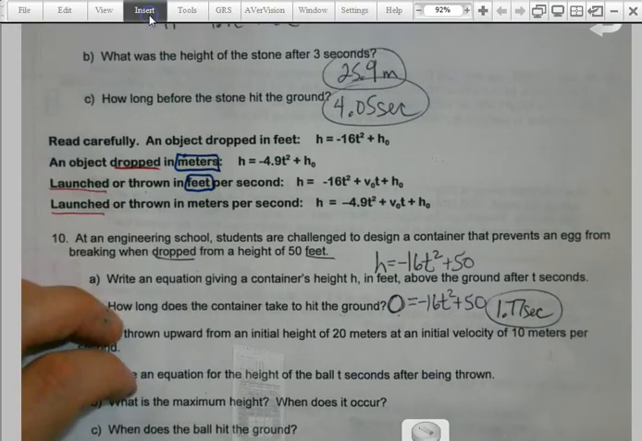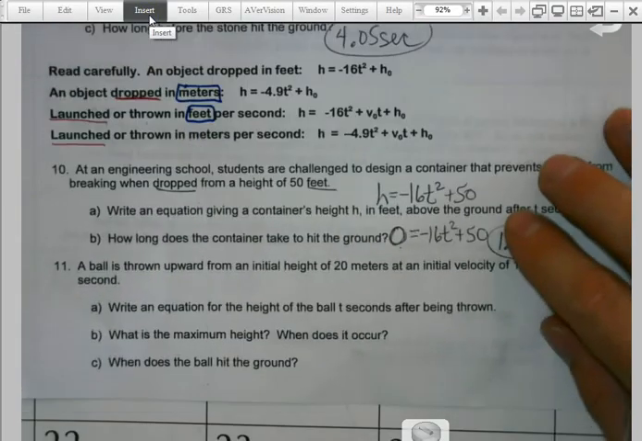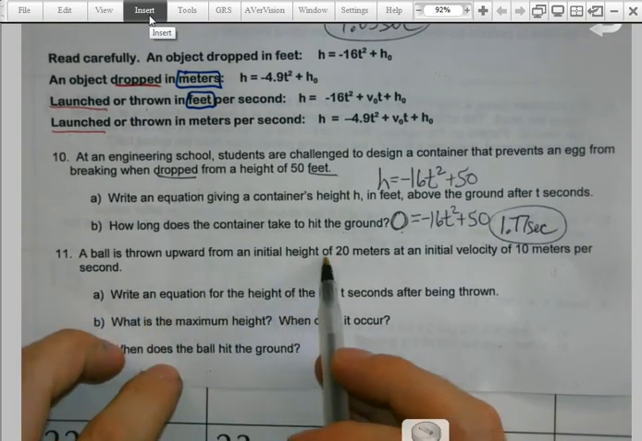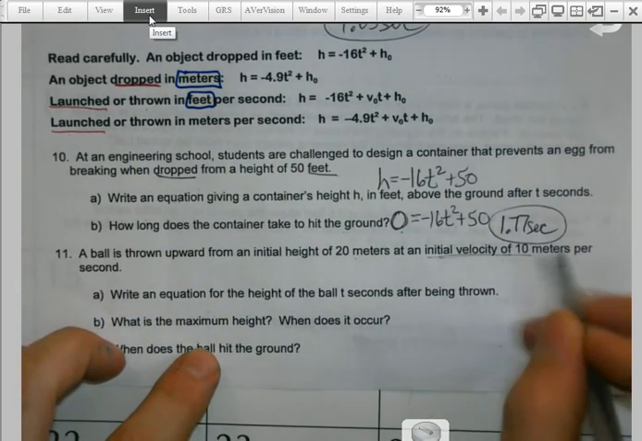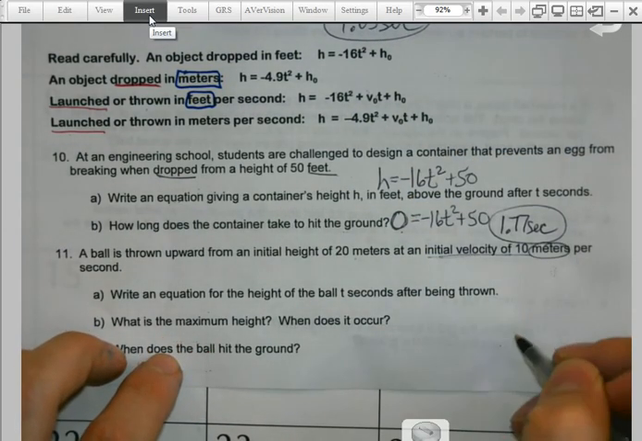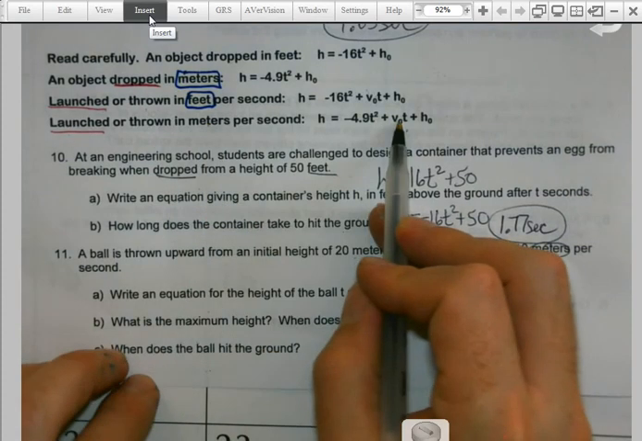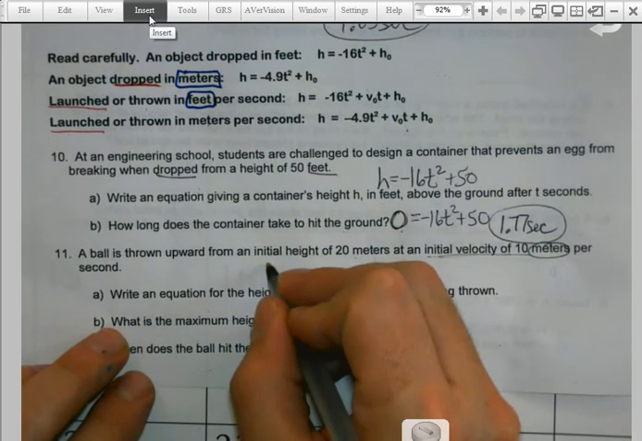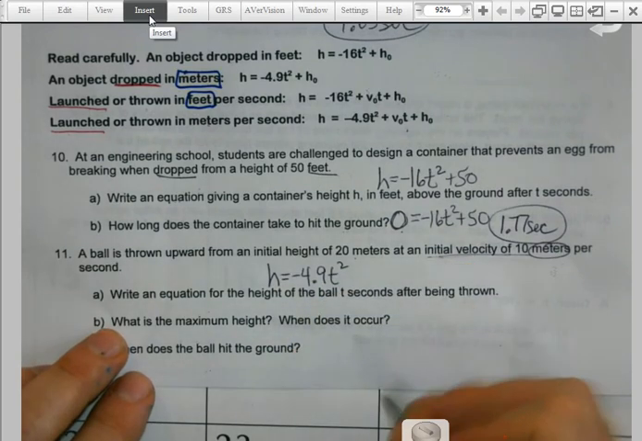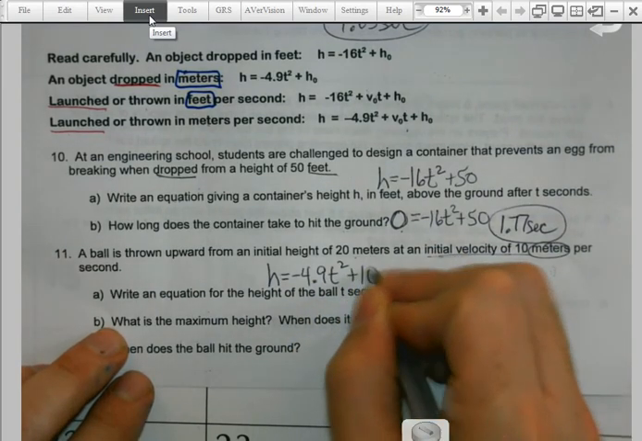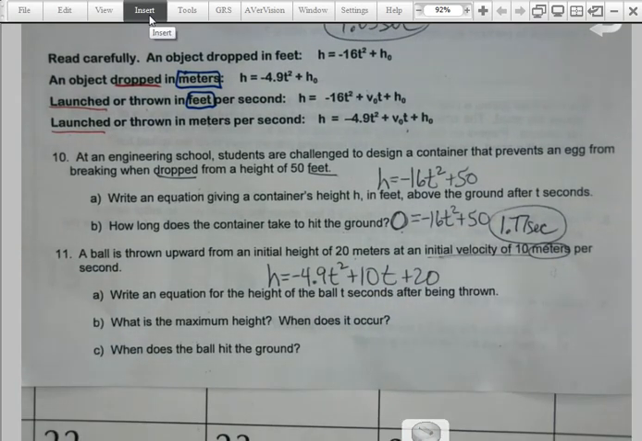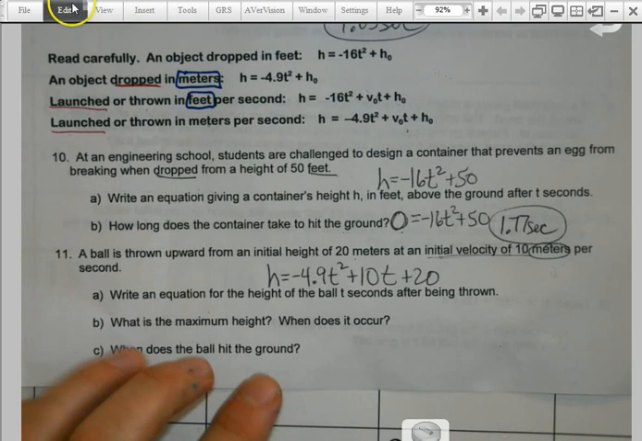But again, with all of these, kind of do your checklist here of what you're trying to accomplish. Ball's thrown upward from an initial height of 20 meters, initial velocity, so I know it's going to be one of these two, of 10 meters per second, so it's going to be this one. Write an equation for the height of the ball. H equals -4.9t squared. My initial velocity is 10 meters per second, and I'm doing this from a height of 20. So there's my equation. What's the maximum height?